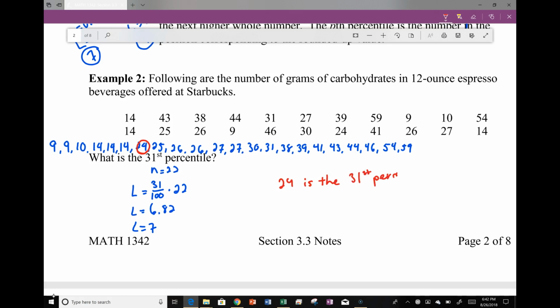You can do this with any of the percentiles. Just make sure that if you get a whole number, you take the mean of that position and the next, or if you get a number that's not a whole number, you just make sure that you round up.